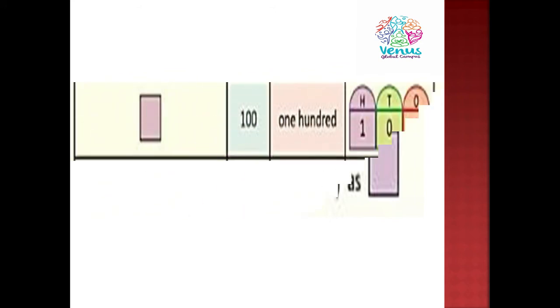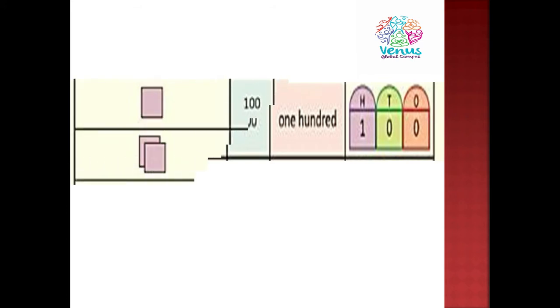See children, here it is only one square. One square means 100. For 100, we have to write 1 in the hundreds place, 0 in the tens place, 0 in the ones place.